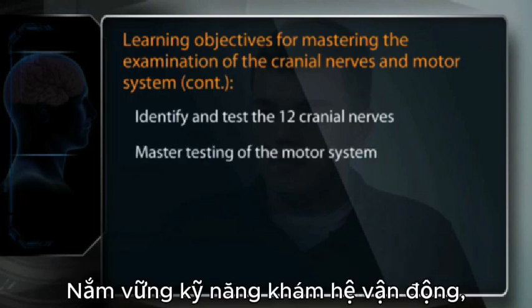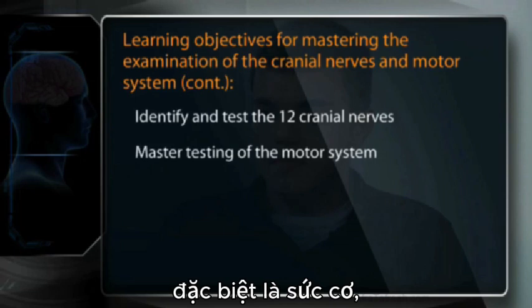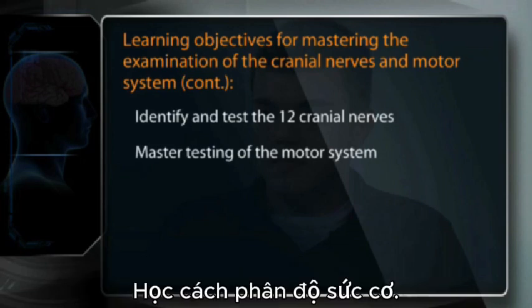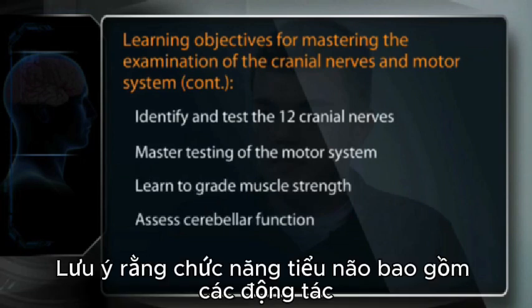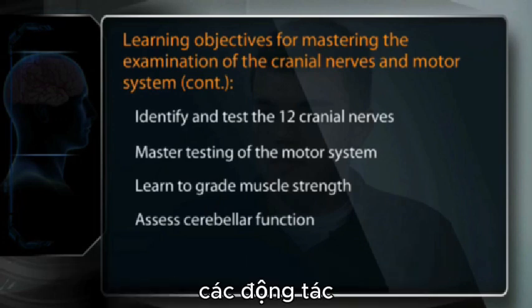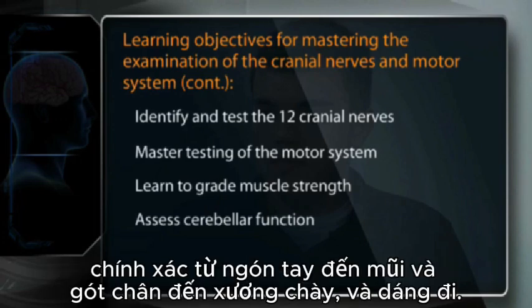Master testing of the motor system, especially muscle strength, but also movement, bulk, tone, and cerebellar function. Learn to grade muscle strength. Note that cerebellar function includes rapid alternating movements of the arms and legs, point-to-point movements from finger to nose and heel to shin, and gait.